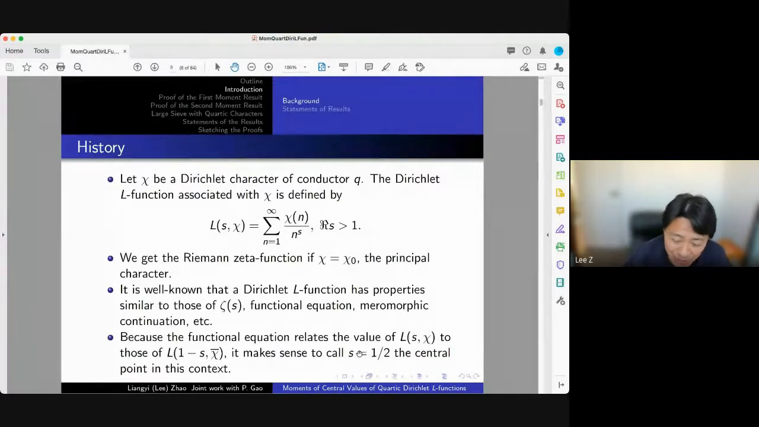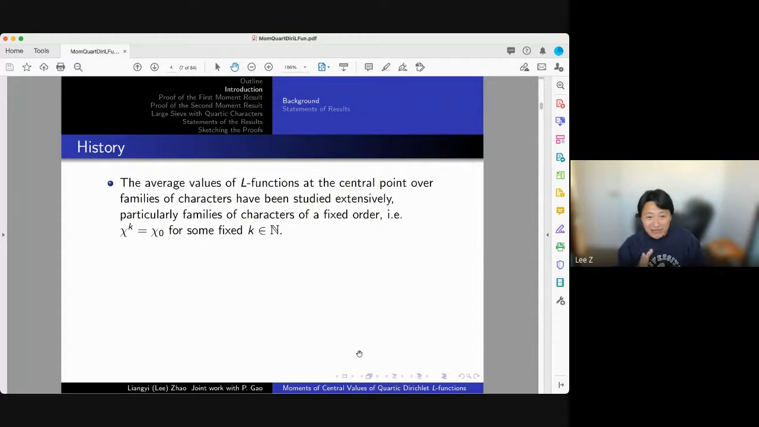So on the one hand, we have a very analytic object, the order of vanishing, and on the other hand, we have a very arithmetic piece of information, the rank of some group. The upshot here is that this central point, especially the order of vanishing of L functions at this central point, can have a lot of arithmetic information. Right. So the average value of L functions at this central point over families of characters has been studied extensively.